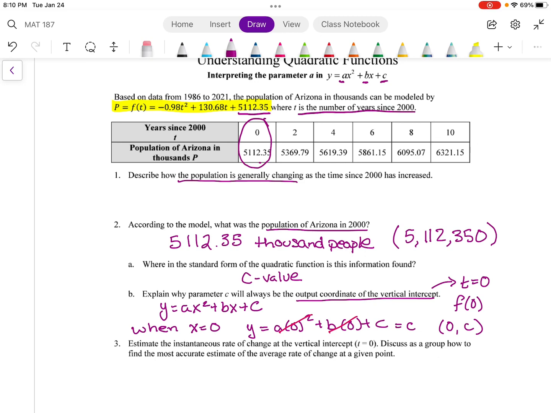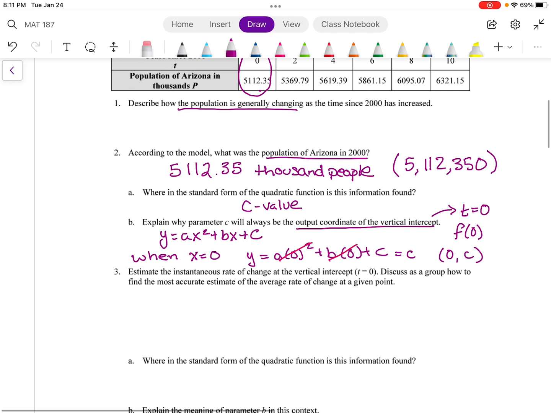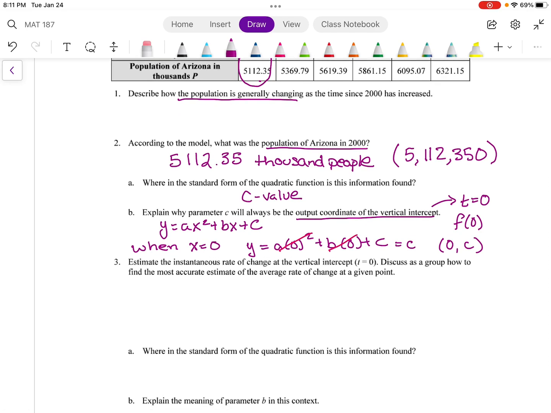All right, so we've gotten the first parameter. Woohoo, we have figured out what c represents. So the next job is to take a closer look at the b value, that middle term. In this particular function, it's 130.68. To do this, we want to estimate the instantaneous rate of change at t equals 0. If we remind ourselves, we can estimate the instantaneous rate of change by using the average rate of change.